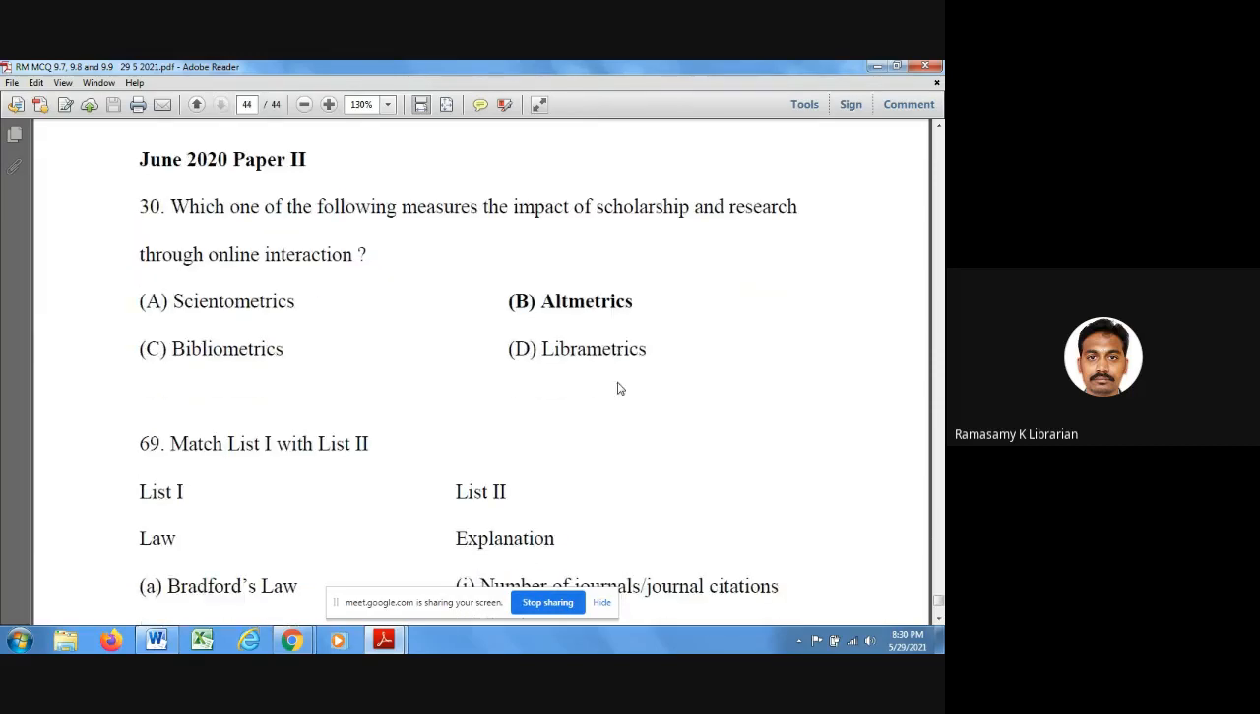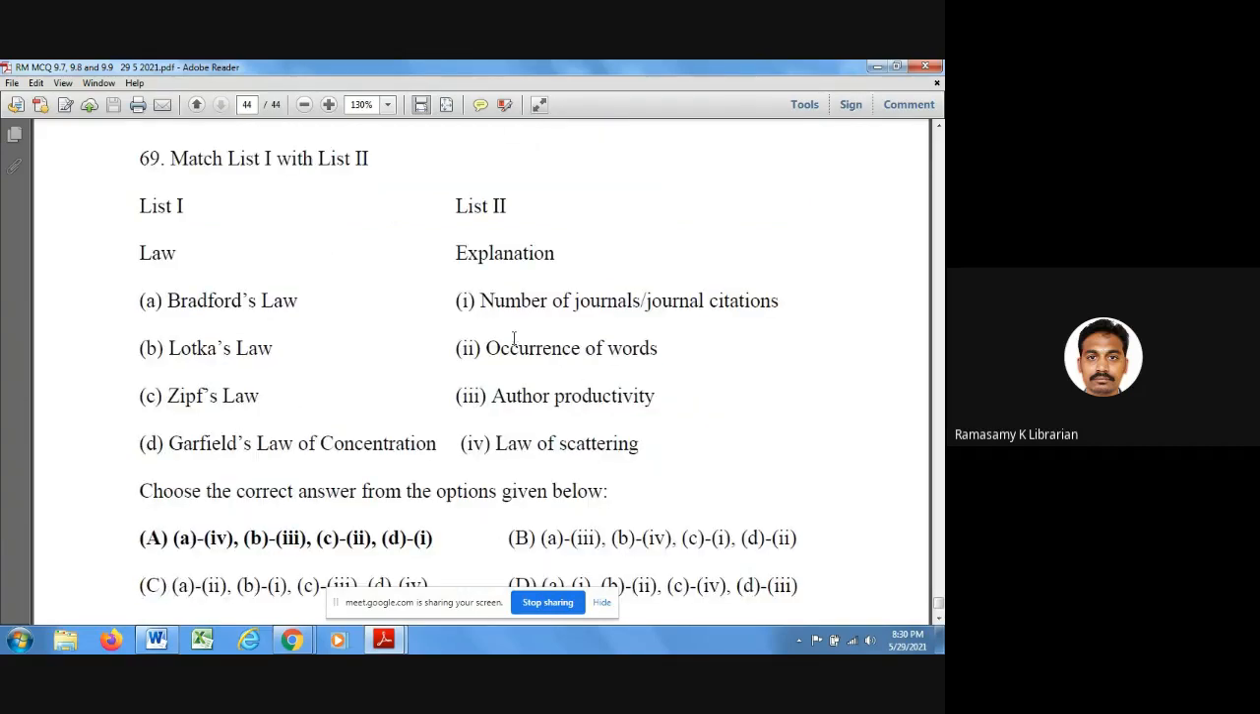I think we have reached the end of the question paper. Which one of the following measures the impact of scholarship and research through online interaction? How many people tweeted, how many bookmarked, how many liked, how many downloaded. It is called altmetrics. Okay, fine. Then you have to match these three things.